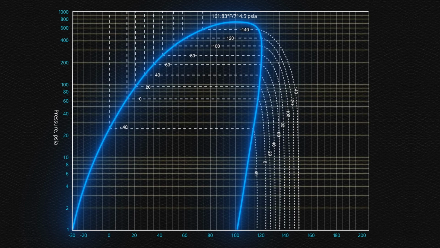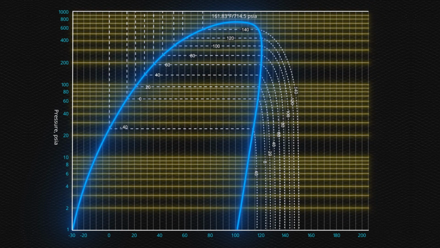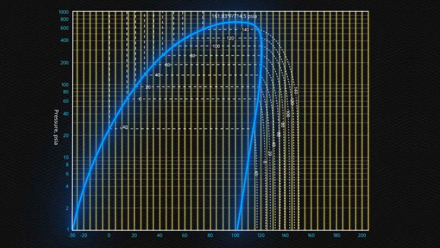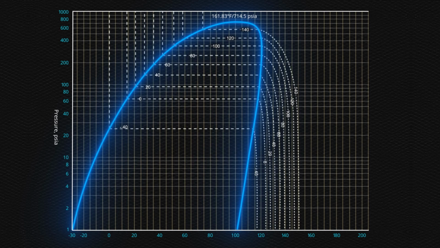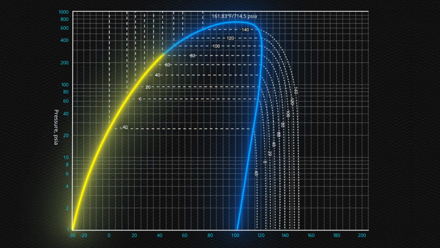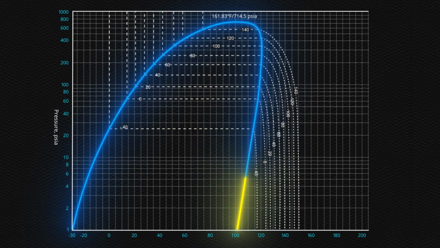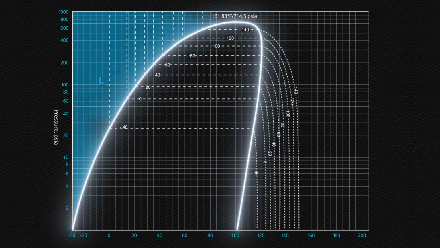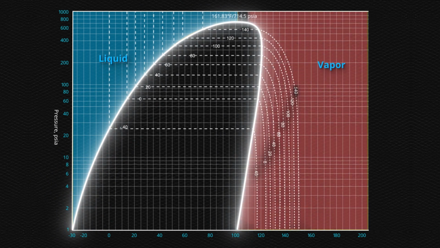To begin, the horizontal lines are absolute pressure. The vertical lines are enthalpy. The dotted lines are the temperature of the refrigerant. The shark fin or thumbprint curve is the saturation curve. To the left of the curve is liquid. To the right of the curve is vapor.